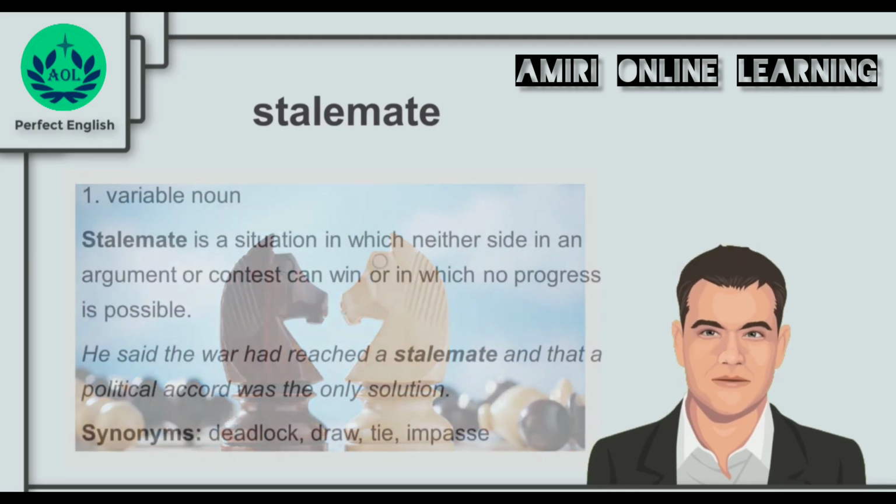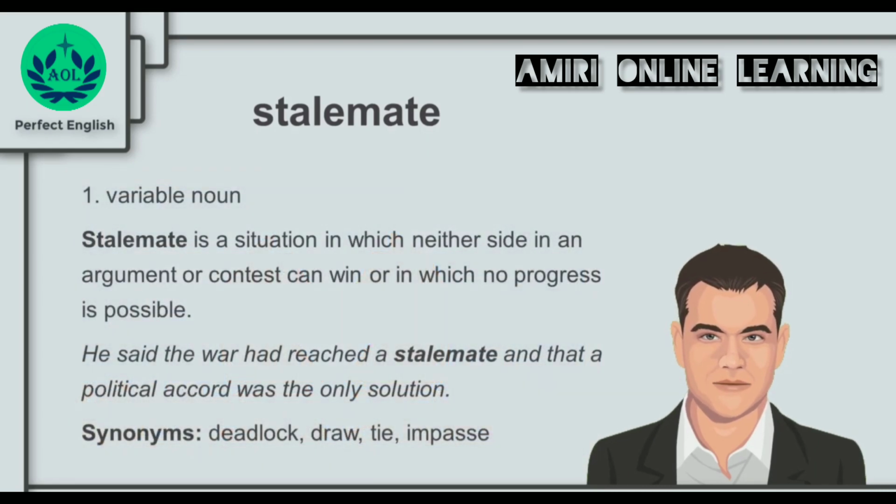Let's find out. Now, stalemate is a variable noun. A stalemate is a situation in which neither side in an argument or contest can win, or in which no progress is possible. For example, he said the war had reached a stalemate and that a political accord was the only solution. The war had reached a stalemate, that means they reached a point where nobody could win and no progress was possible. So they had to find a different solution.